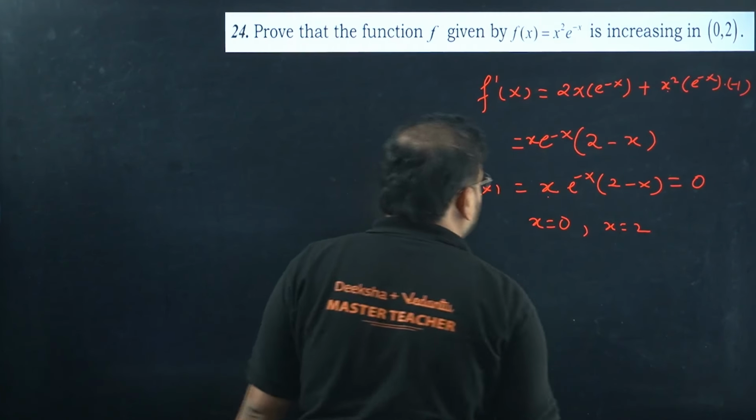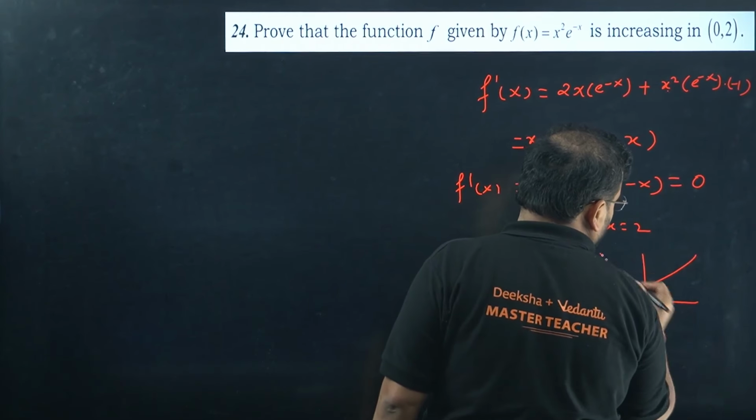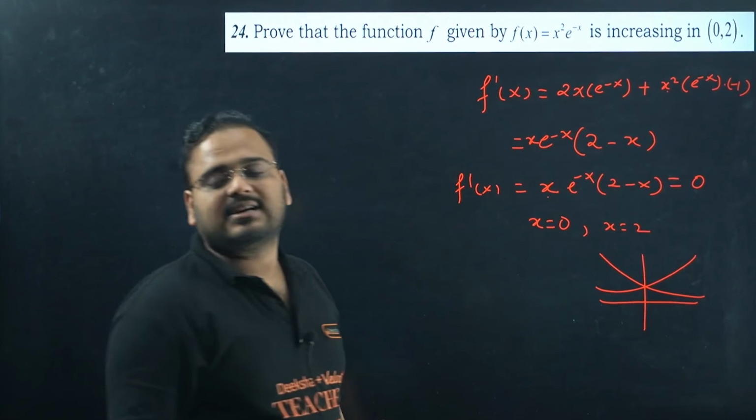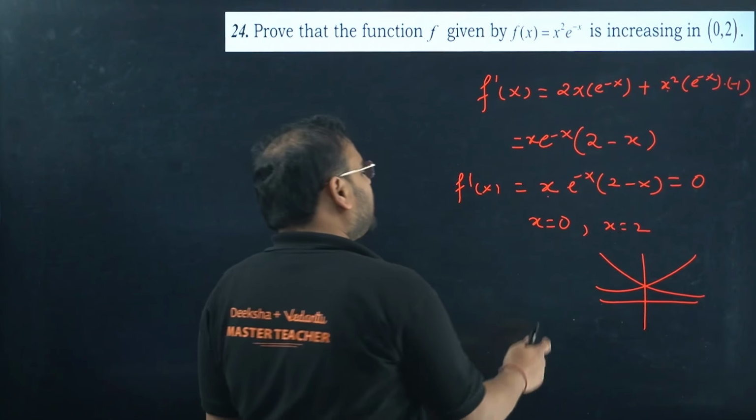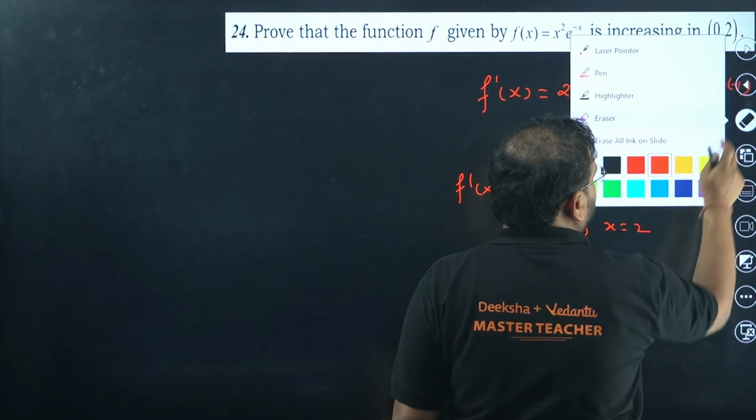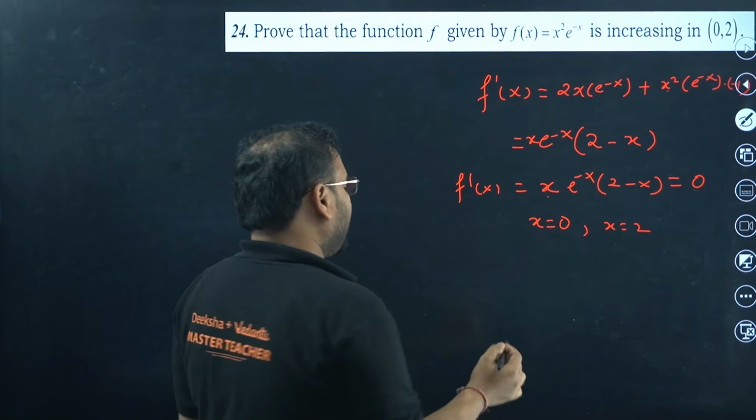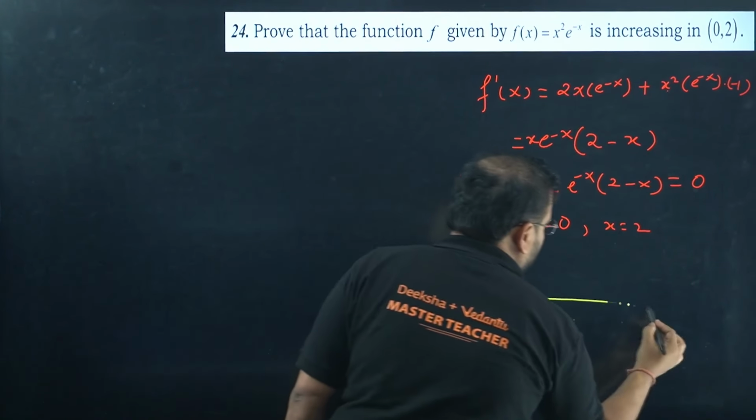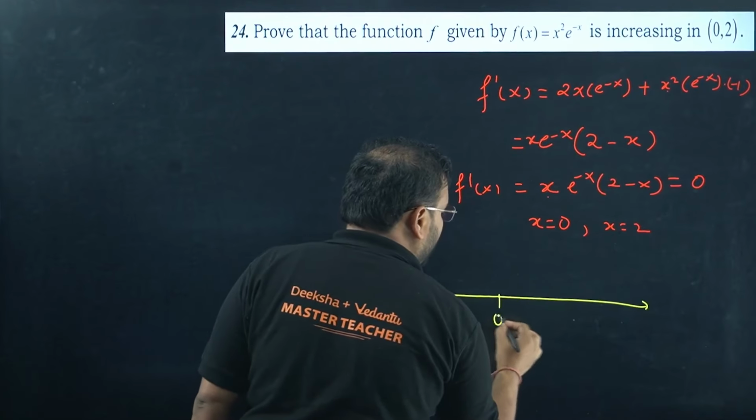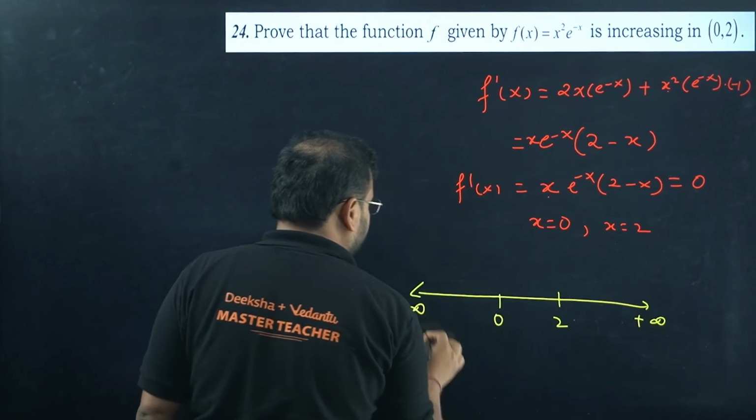Remember the graph of the exponential function, either this or this. In both cases the graph never touches the y equals 0 line, the x-axis. So it will never be 0. Now once that is clear, we have two critical points. Next step is to draw the number line: 0, 2, plus infinity and minus infinity.